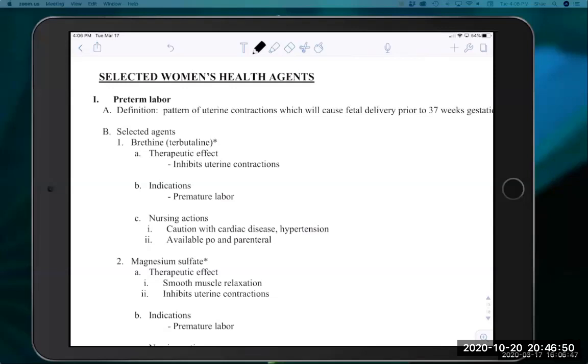So indications would be preterm labor. Nursing action, we really want to be cautious with cardiac disease and hypertension. It is an adrenergic, remember, so it can cause stimulation. Available in PO and parenteral, so it can be given sub-Q, PO, or IV. Typically for our mommies, we give it sub-Q. And then just be aware it can cause tachycardia and palpitations.